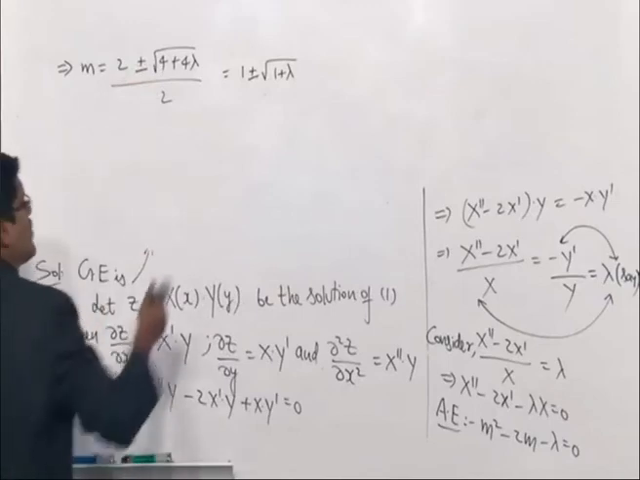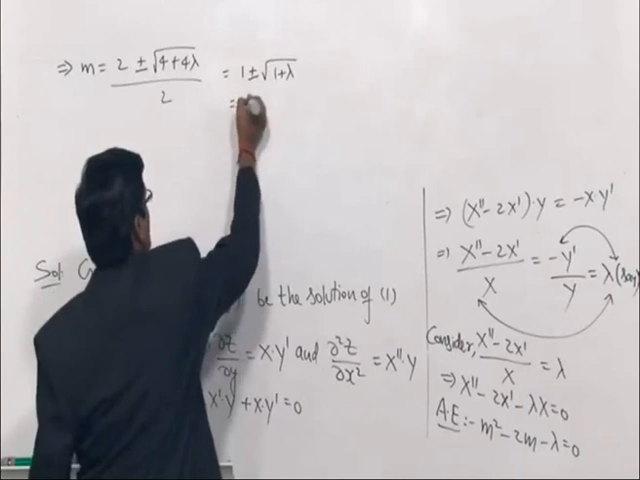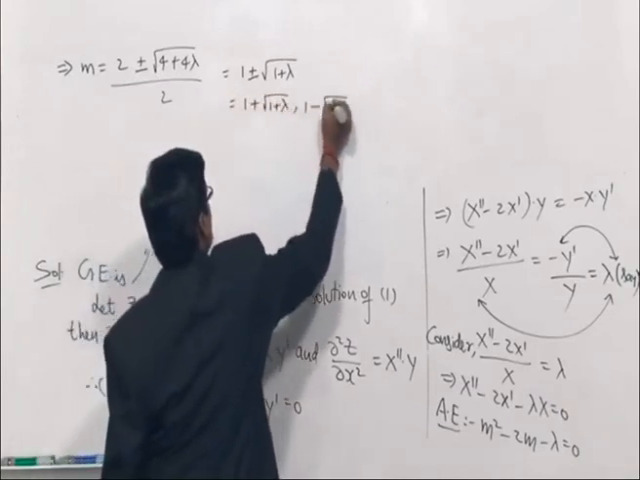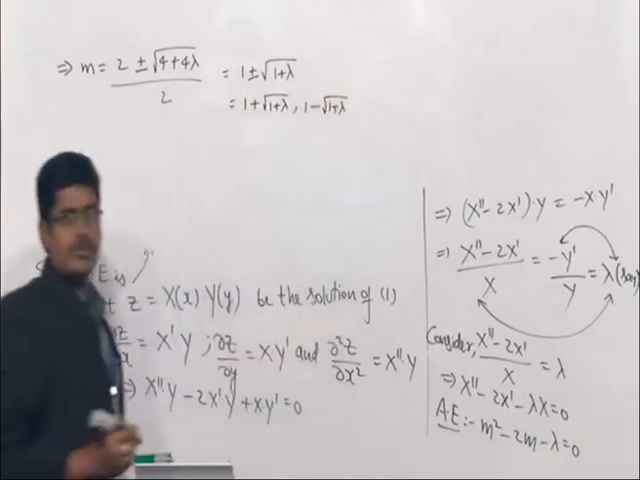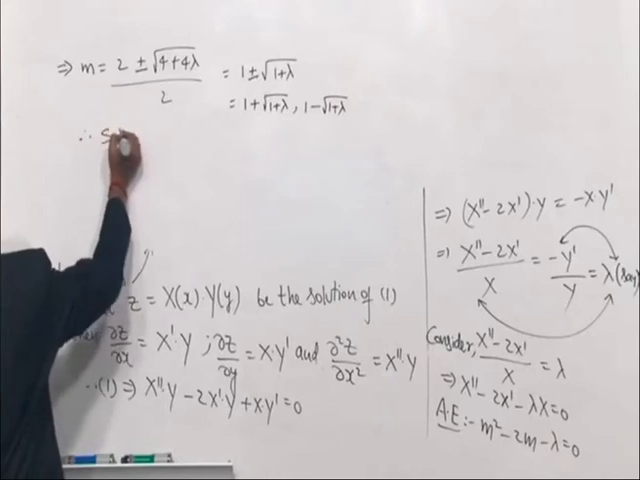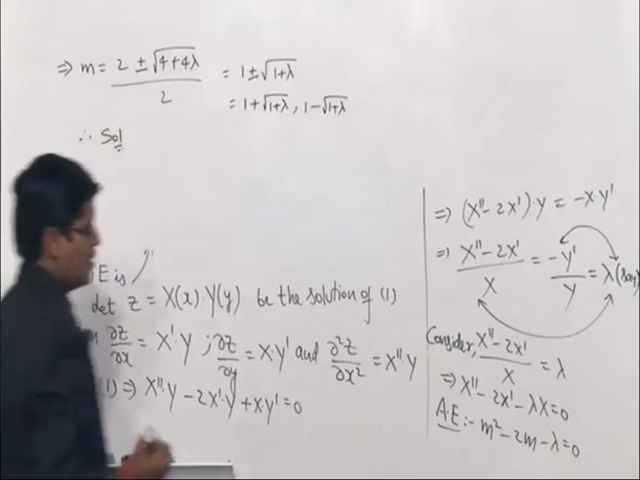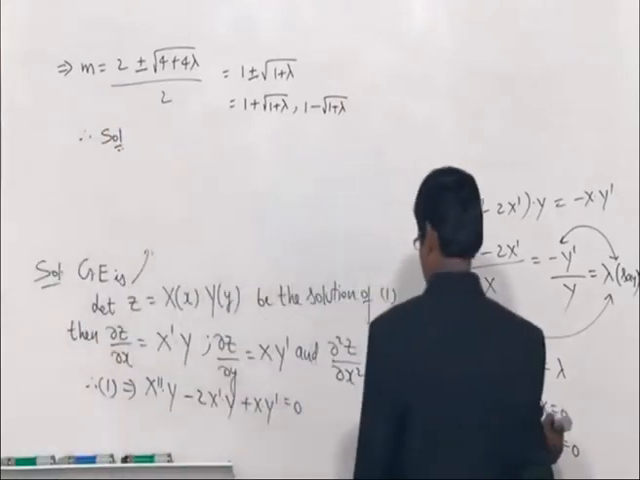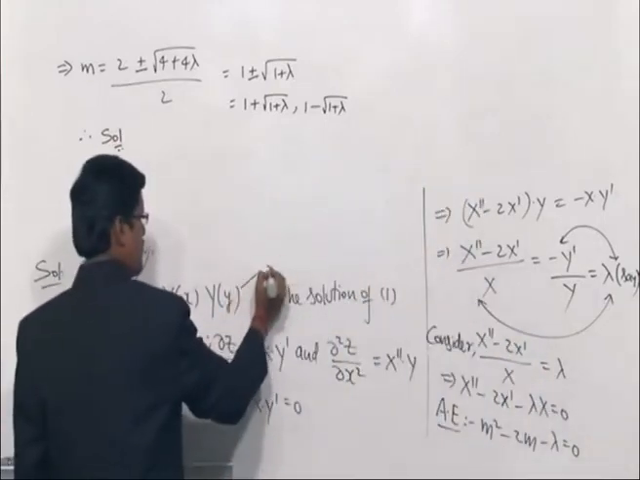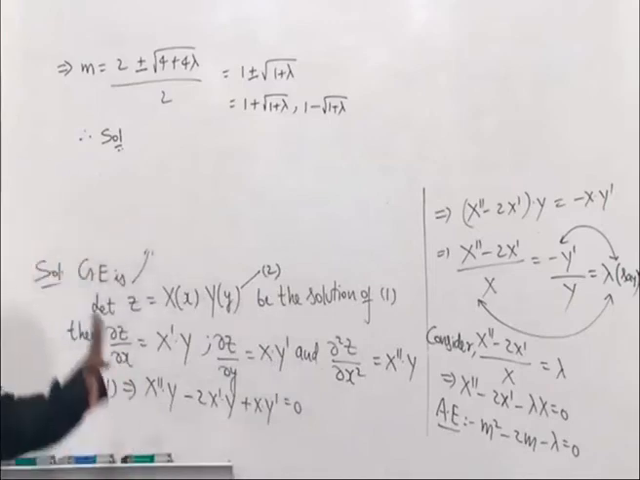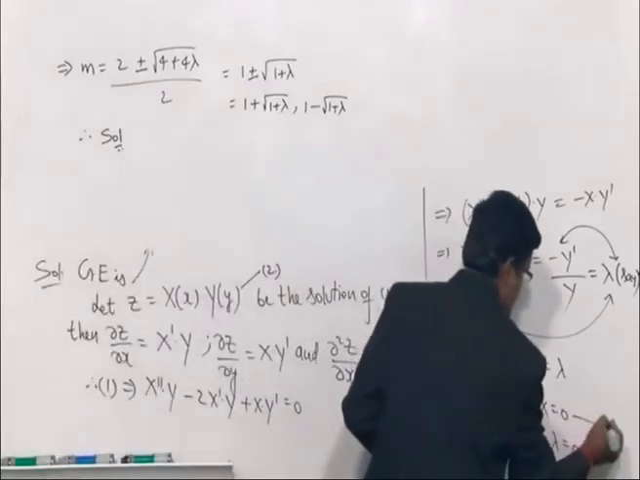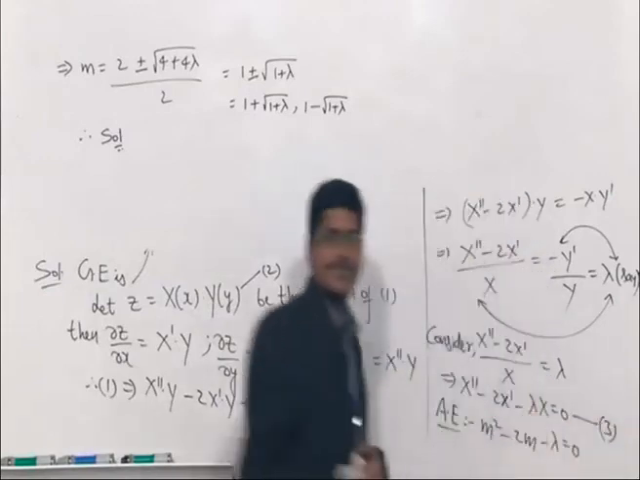So these are two different roots: 1 plus root over 1 plus lambda, comma, 1 minus root over 1 plus lambda. So therefore, solution. Let us say this is equation 2 solution. Equation 1 is the given differential equation, and here it is a one variable differential equation, a linear equation in x. Equation 3.